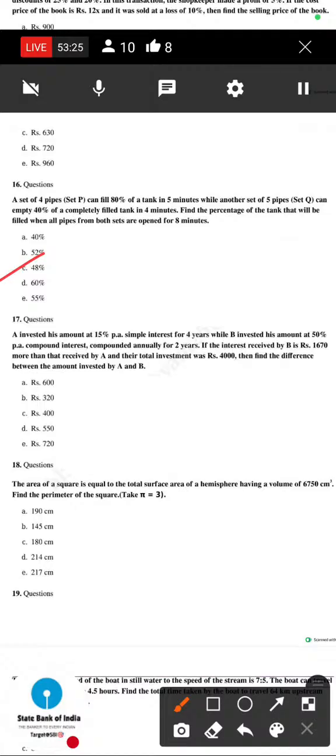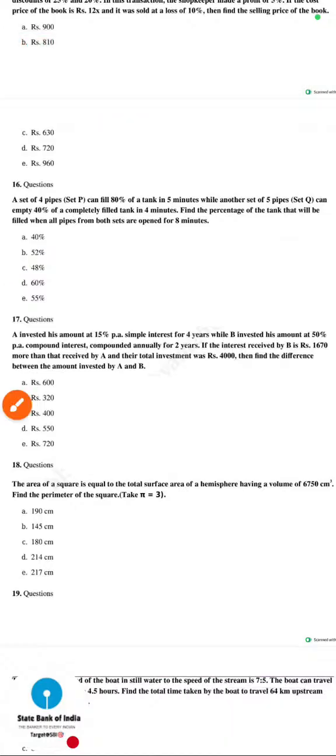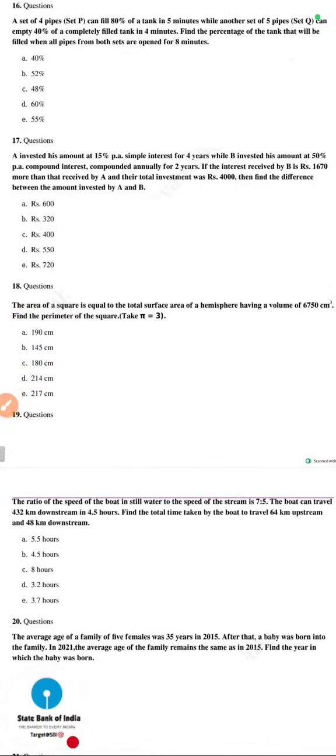Next we are going to see question number 17. A invested his amount at 15% per annum simple interest for 4 years, while B invested his amount at 50% per annum compound interest, compounded annually for 2 years. If the interest received by B is rupees 1670 more than that received by A, and their total investment was 4000, then find the difference between the amounts invested by A and B.